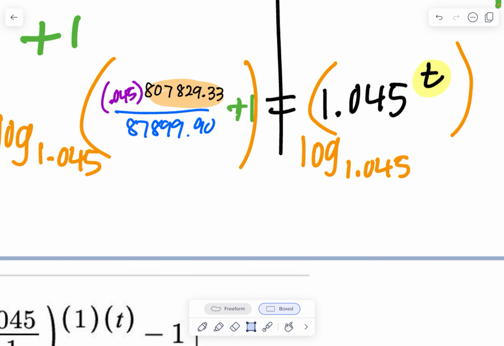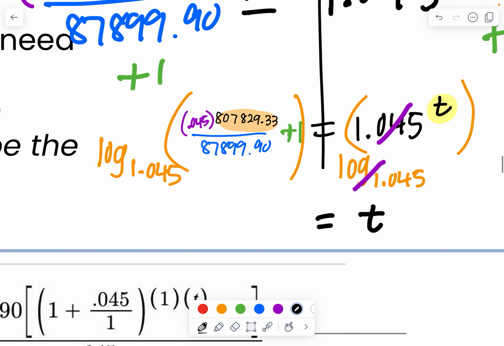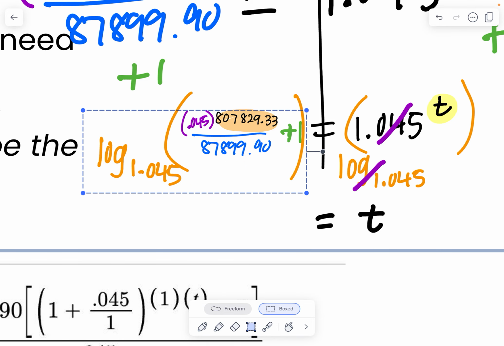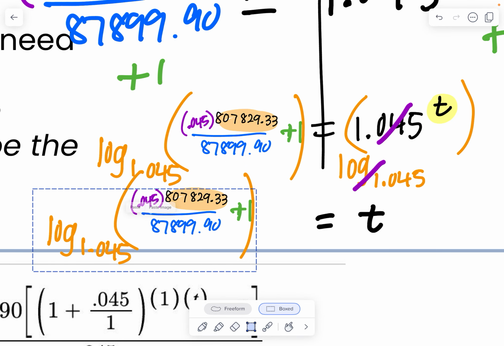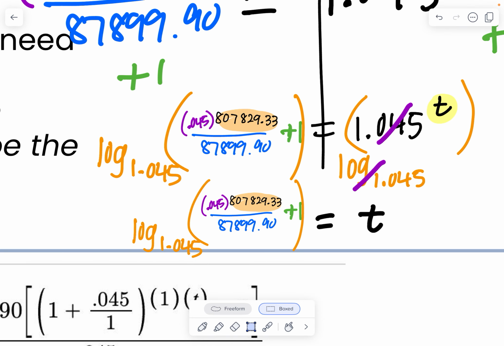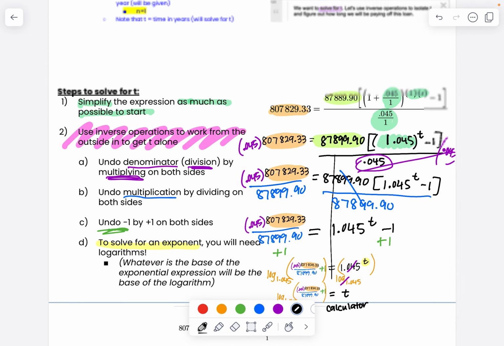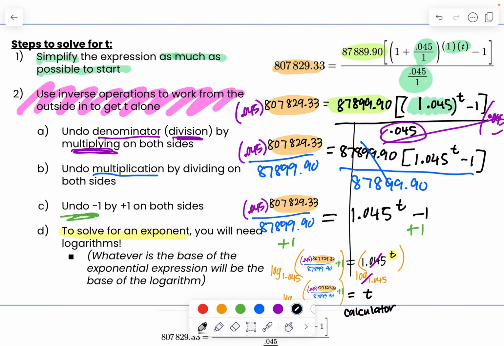Okay. When you take the log of both sides, this part and this part cancel out, leaving you with just t on this side. And although it feels a little hectic and a little crazy, you have the log base 1.045 of the expression, all of that stuff inside the parentheses, equals t. And although this seems really crazy, it's just a calculator problem. And trust me, Desmos can definitely handle it. So these are your steps to solve for t.